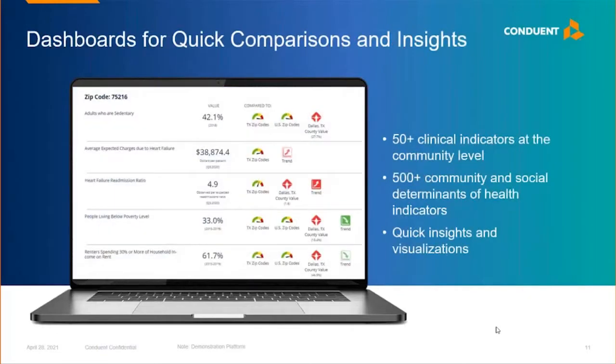The platform features dashboards that host a range of health and social determinants of health indicators. This includes around 50 acute care quality data from DataVision.